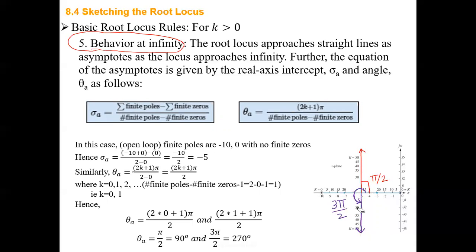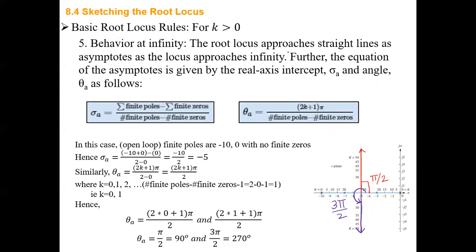How do I know it goes 90 degrees or 60 degrees or 30 degrees? It goes to infinity, but does it go this way? Does it go straight up? Or does it go like this? In the same way, does it go like this on the other side? How do I know which way it goes? That's what I'm trying to figure out. That's what I call behavior at infinity.